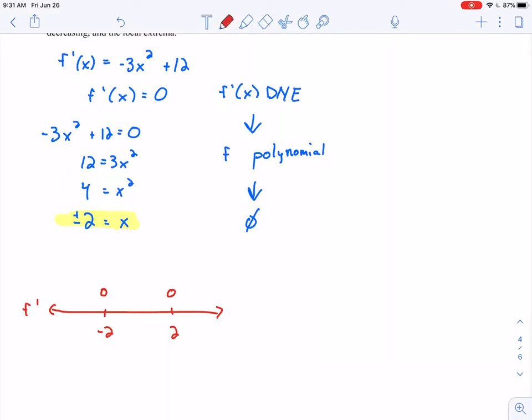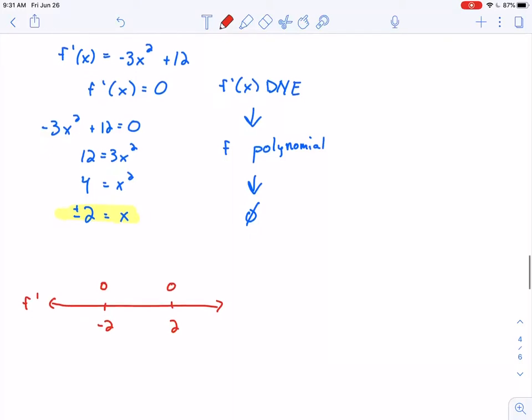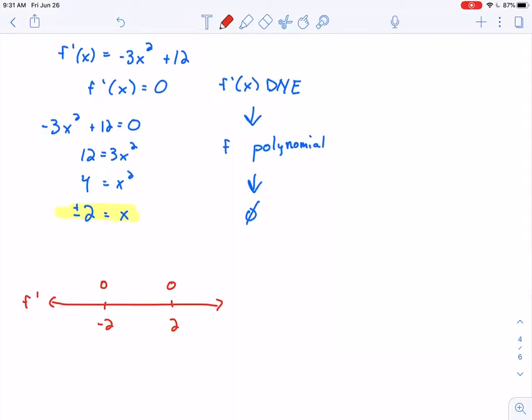All right, so now I need to figure out what's going on in each section, within each interval. So I'm going to pick a number in each one of these intervals and plug those into my derivative. Let's see if we end up with a positive answer or a negative answer. So let's start with, how about negative 3? That's going to be over here on the left-hand side of negative 2.